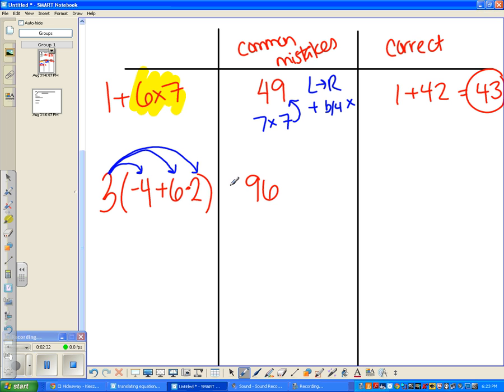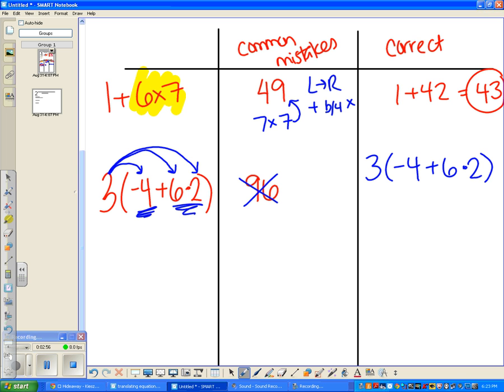This person who got 96 distributed to each number that they saw and not each term. Here's a term and here's a term. These two things are one thing. The 6 and the 2 are being multiplied, so they're one thing. So if you distribute it incorrectly, you'll get 96. Again, if you wanted to, here, let me show you why. Negative 4 plus 6 times 2.